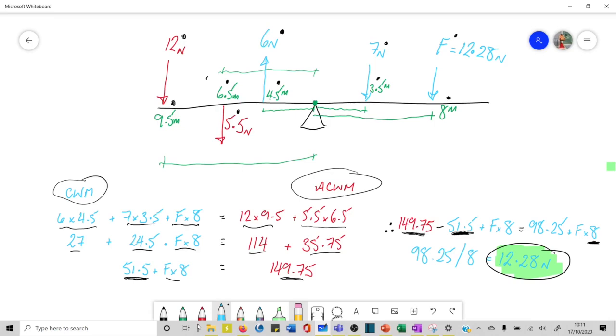Okay, so now we're going to move on to simply supported beams, so we can look at what we determine as reactions, so reactions and loads.